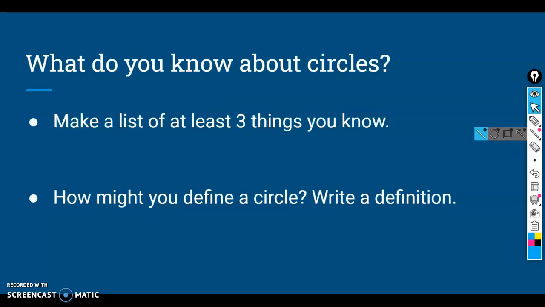Pause the video and in your notes make a list of at least 3 things that you know about circles. How might you define a circle? Write a definition for circle in your own terms.